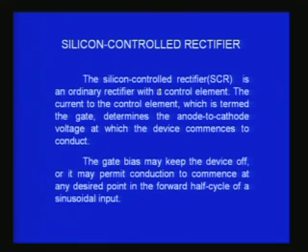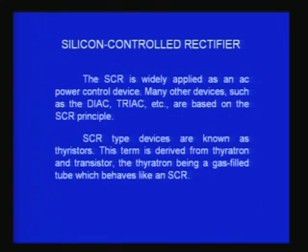Right. So, the silicon control rectifier is an ordinary rectifier with a control element that I mentioned to you already. The current to the control element, which is termed as the gate terminal, determines the anode to cathode voltage at which the device commences to conduct. The gate bias may keep the device off, or it may permit conduction to commence at any desired point in the forward half cycle of the sinusoidal input, because we are always looking at the input sine wave, how it is going to rectify into a DC. So, the SCR is a very widely applied AC power control device.